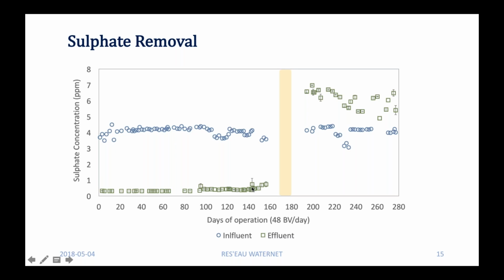The results in effluent are shown as an average of the results for both columns with the defined error bars. As you can see, this graph can be separated into two different parts. In the first part, which is less than 160 days, we see a removal of sulfate of around 90%. However, for the second part, not only is there no removal of sulfate, but we also observed some release of sulfate, which is interesting, and we need to investigate more.